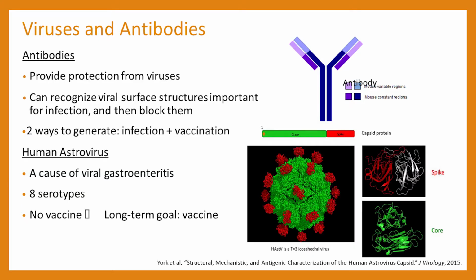I'm focusing on the human astrovirus, which is a cause of viral gastroenteritis. There are 8 different serotypes of this virus, and we don't have a vaccine that protects against infection. So our lab is interested in developing this vaccine.